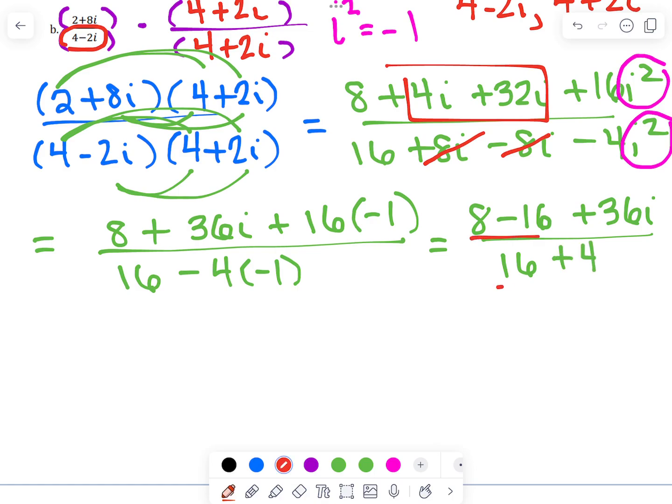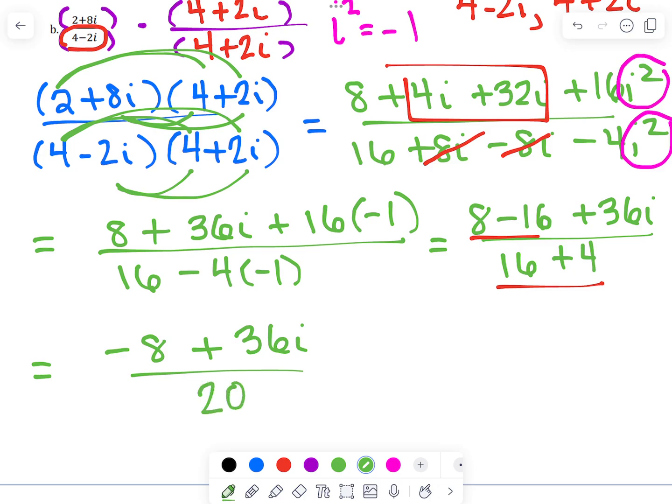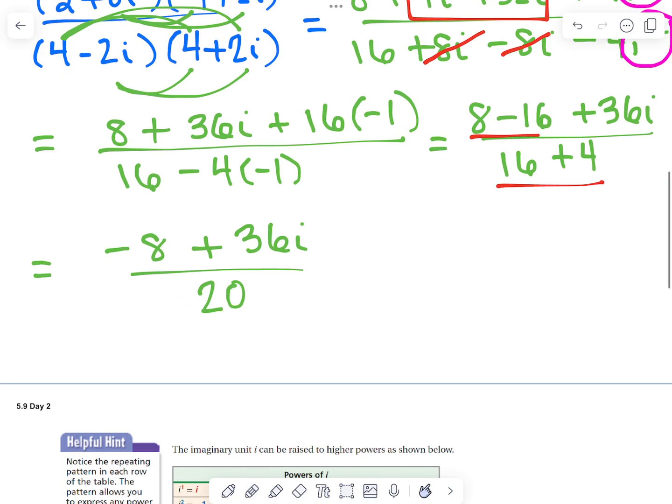Again, we have like terms and like terms. So we simplify. 8 minus 16 is negative 8, and then plus 36i over 20. That is the complex number simplified, but you could go farther by reducing the fraction.